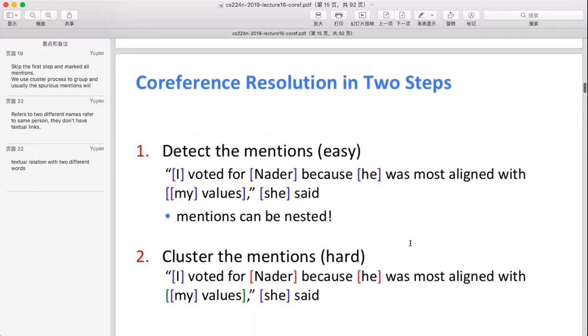Okay, so how do we use our coreference resolution system? It has two steps. The first step is we need to identify all the mentions, all the pronouns, nouns, all these kinds of keywords in our sentence.